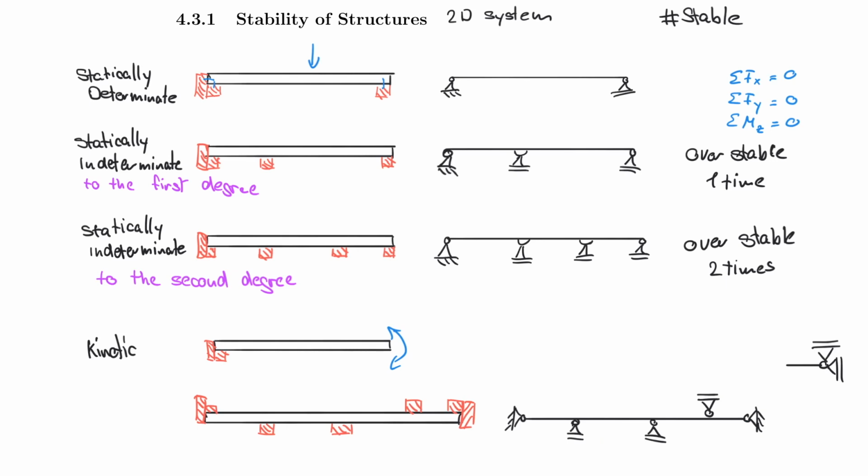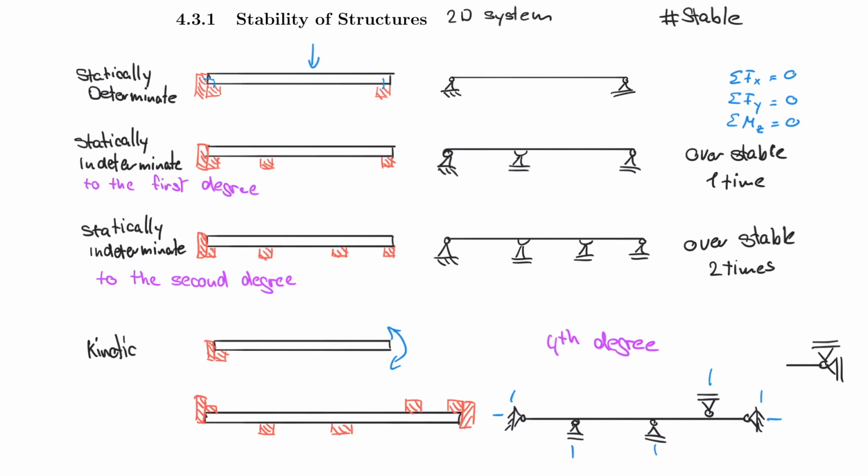But now count your support reactions for now at least. So we have 1, 2, 3, let's say, and that would already be a stable system. But now I have 1, 2, 3, 4 additional support reactions, and so therefore this system would be statically indeterminate to the 4th degree, right?